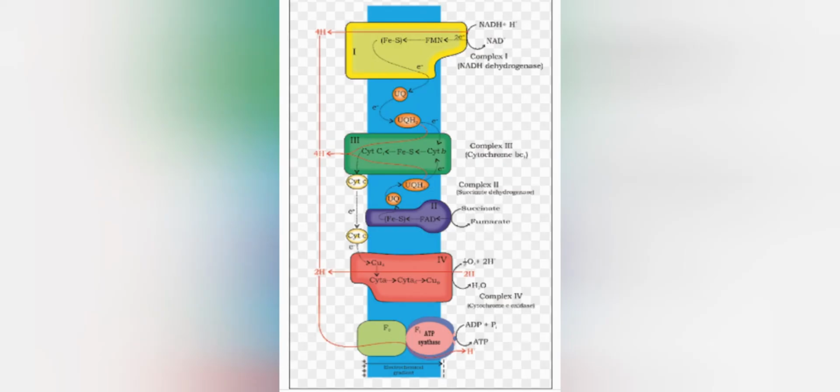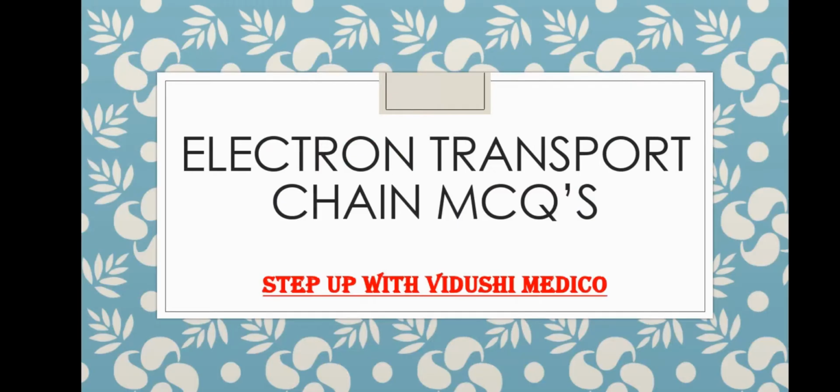So this is a diagram of electron transport chain from NCERT. Go through this diagram. If you have any doubt, you can just go through the part 1 and part 2 videos that I have already made. It will become very easy to understand. Please watch it. Now the surprise. Today I am going to discuss electron transport chain MCQs, because I have already told you in my part 2 of electron transport chain that we will be discussing MCQs. So today is the day that we are going to discuss MCQs. Let's begin.